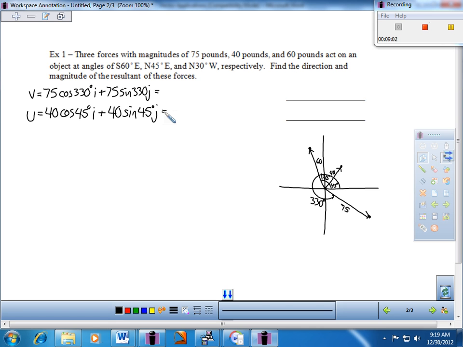And then what we're going to do is need the horizontal and vertical components of the third vector that's written there. That looks like that one had the magnitude of 60 and the theta of 120. So again, if you don't mind, I'm going to call that vector W. I'm going to have 60 cosine 120 I, and then 60 sine 120 J.